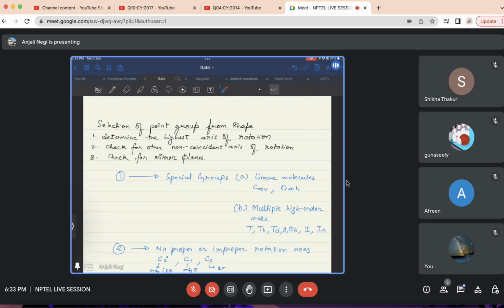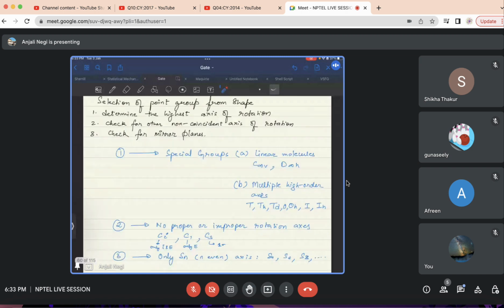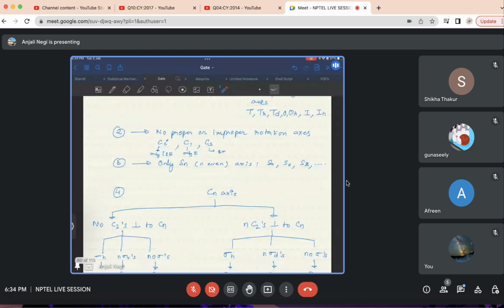Now, while selecting the point group from the given shape of the molecule, we go by steps: first we determine the highest axis of rotation, second we check for the non-coincident axis of rotation, and the last one is to check for the mirror planes. So the categories that we can define are in 4 different steps.